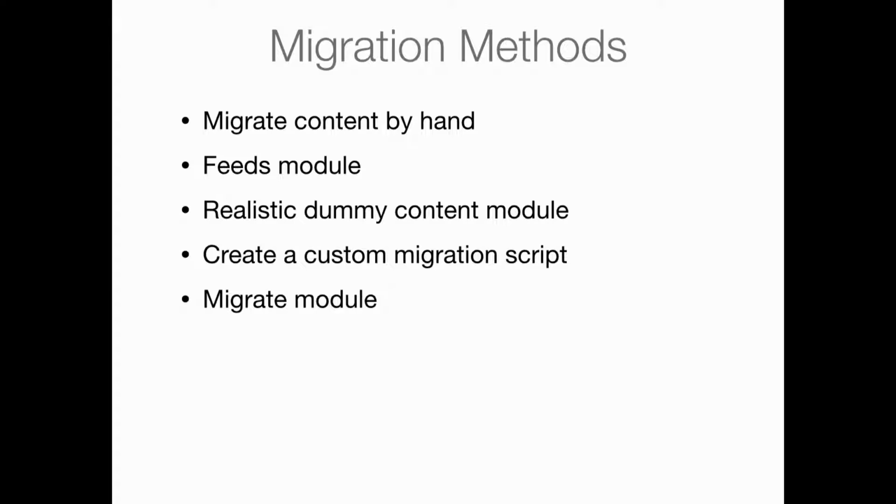You could create a custom migration script, which I think a lot of people used to do before the Migrate module. And then Migrate gives you a way to migrate content from different types of sources, like spreadsheets or JSON files. You do have to write some code to get this to work, but it makes the process much easier. So you don't have to write a lot of code by hand.